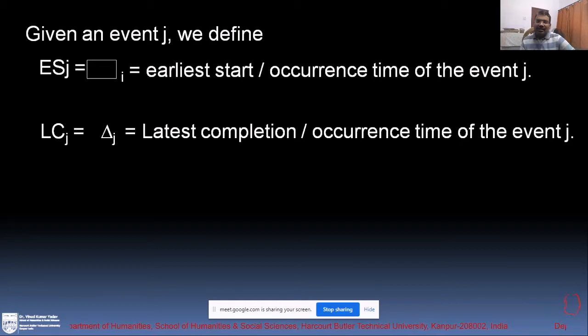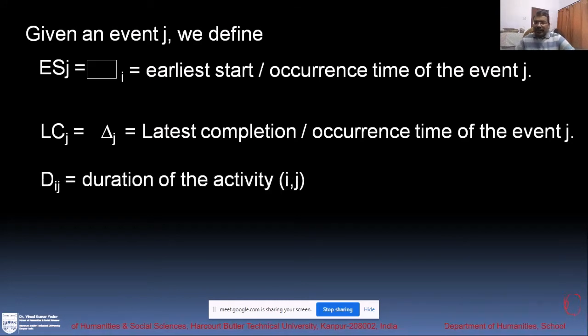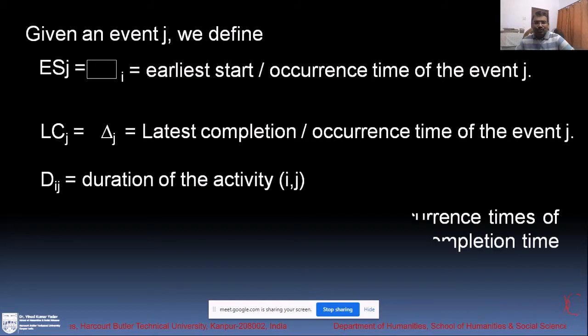These are some standards you will find in most of the books. The triangle represents the latest completion time and the square represents the earliest start time, and D is usually the duration of the activity. Ij means from the ith node to the jth node, so like node 1 to 2.